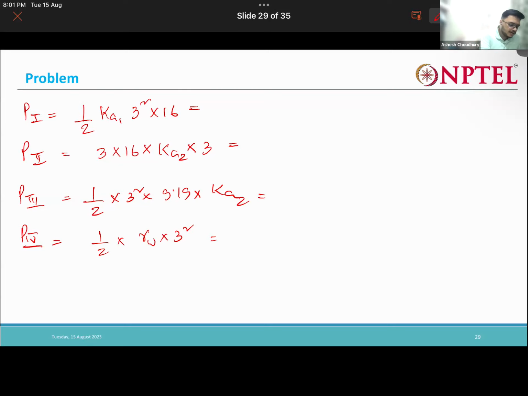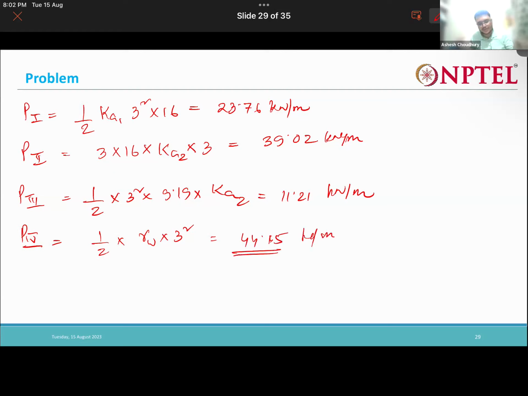Now if we calculate all these one by one, we get the values 23.6, 31, 11.21 and 44.15. Again, you can see the water is contributing the maximum force to this active thrust. So the total PA you can get by summing all this up.